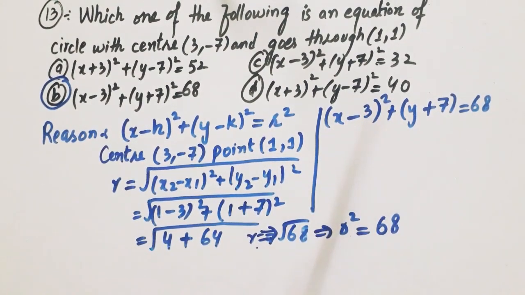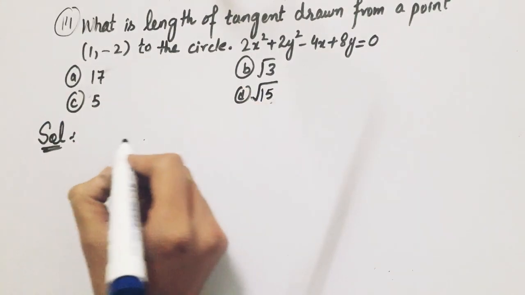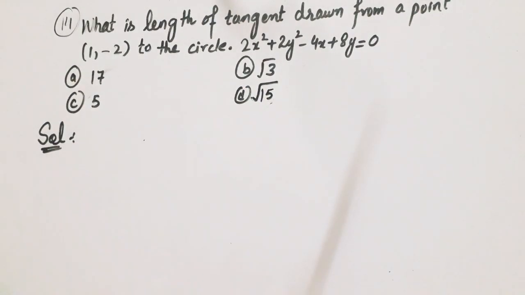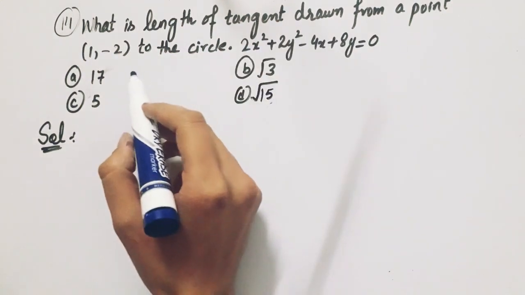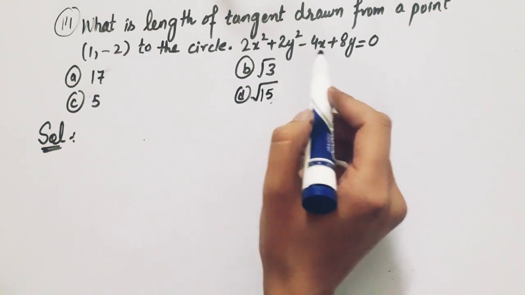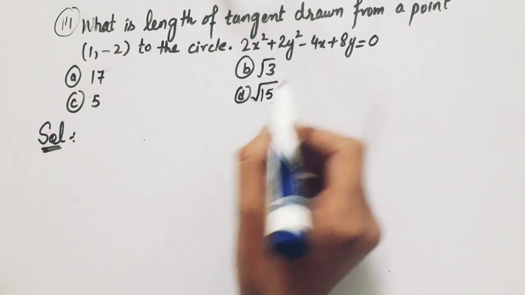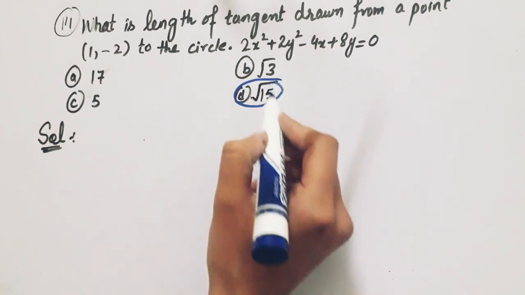Now we will solve MCQ 14. First of all we will write the question: what is the length of the tangent drawn from the point (1, -2) to the circle 2x square plus 2y square minus 4x plus 8y is equal to 0? The right option for this MCQ is square root of 15.